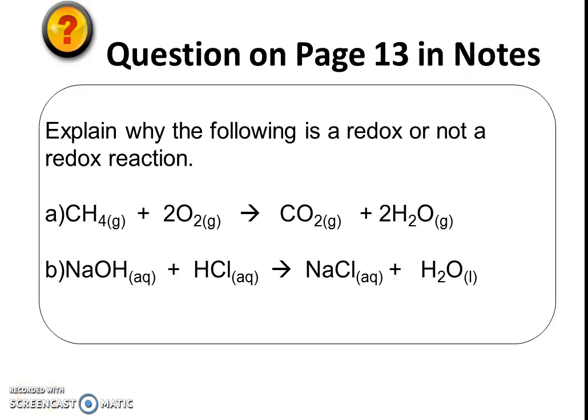Now let's take a look at the question on page 13 in our notes. Explain why the following is a redox or not a redox reaction. So you recall that a redox reaction is simply a reaction that has oxidation and reduction taking place at the same time: oxidation on one substance, whereas reduction on another substance. So let's take a look at the first one, methane plus oxygen producing carbon dioxide and water.